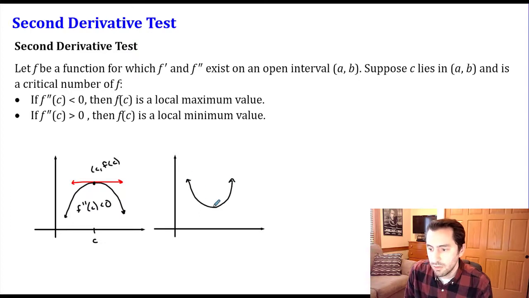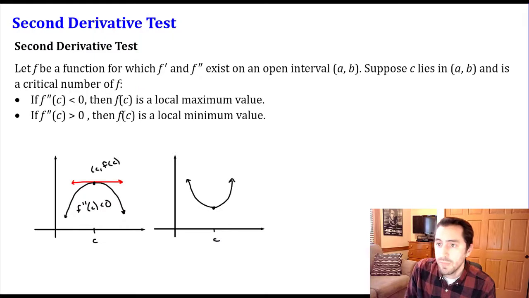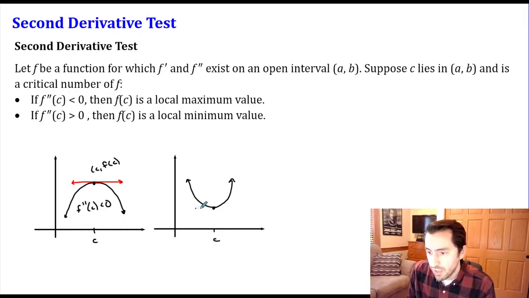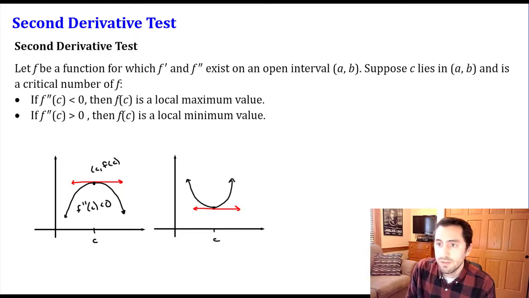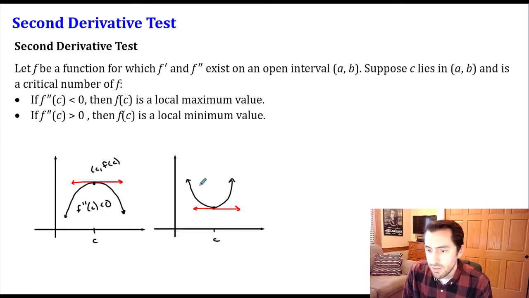Now if I take a look at the opposite case, so now let's take a look at our local minimum. So here, it's another value c. We have another horizontal tangent line at this point. And now in this case, our second derivative is going to be greater than 0.